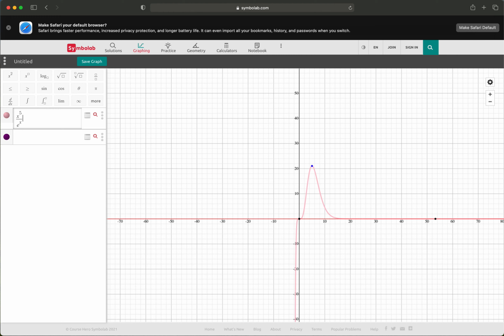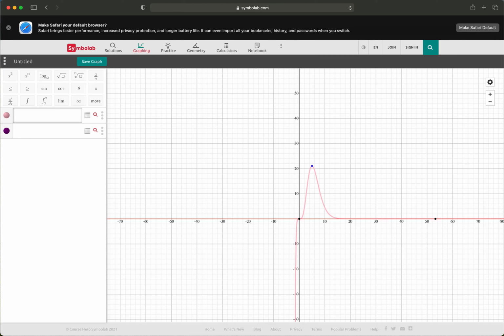So we're going to learn a lot about this later on in calculus, but as you can see, x to the fifth is about 20 times bigger than e to the x over here. But then look what happens. The e to the x takes over and brings it down to 0. So e to the x is growing a lot faster than x to the fifth.